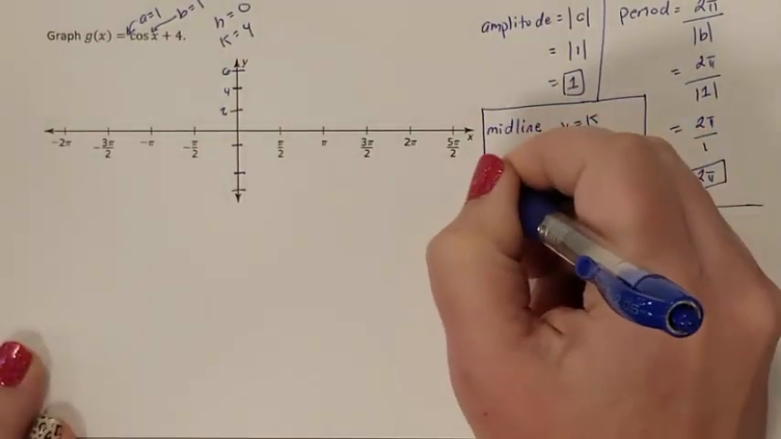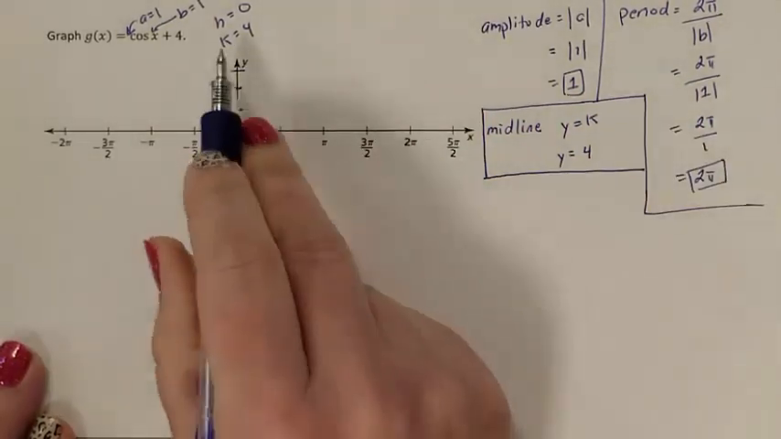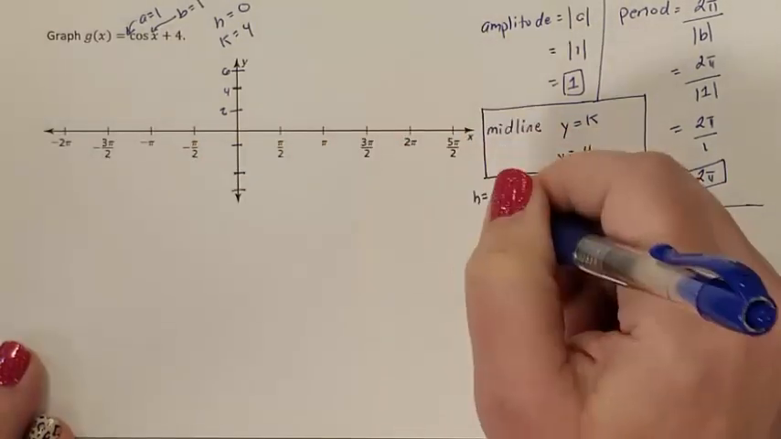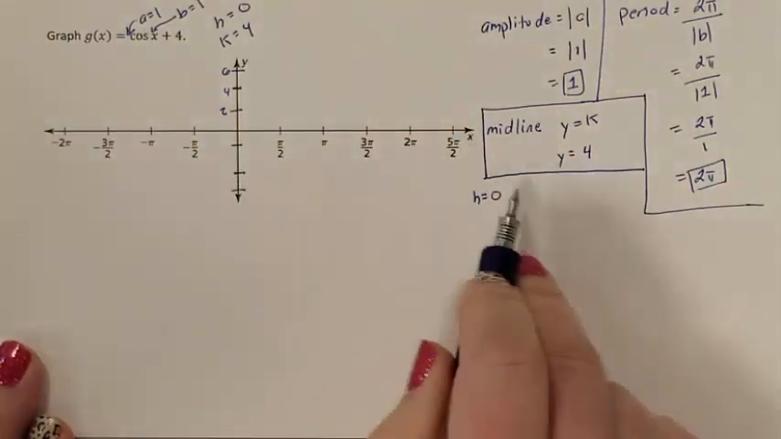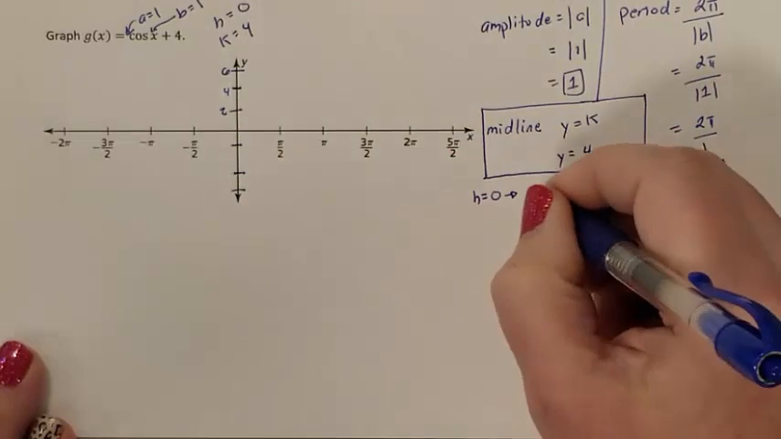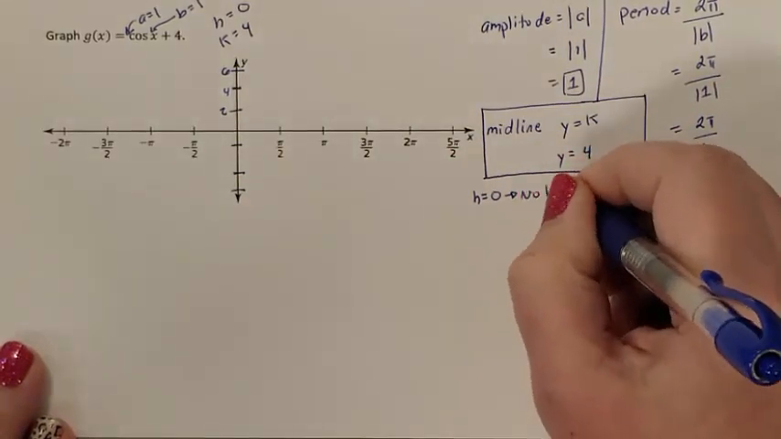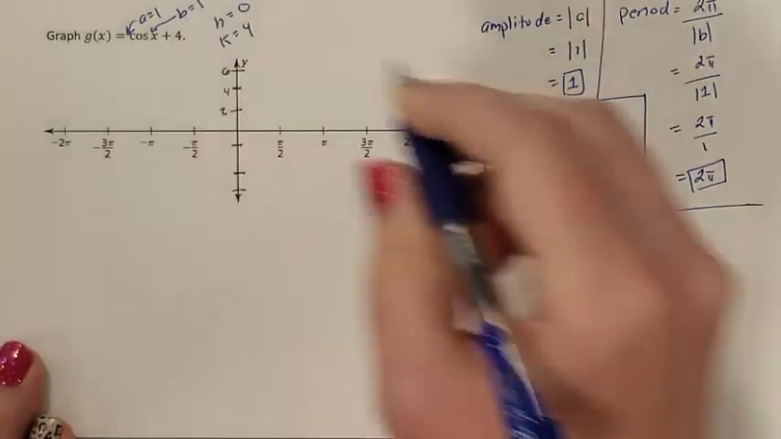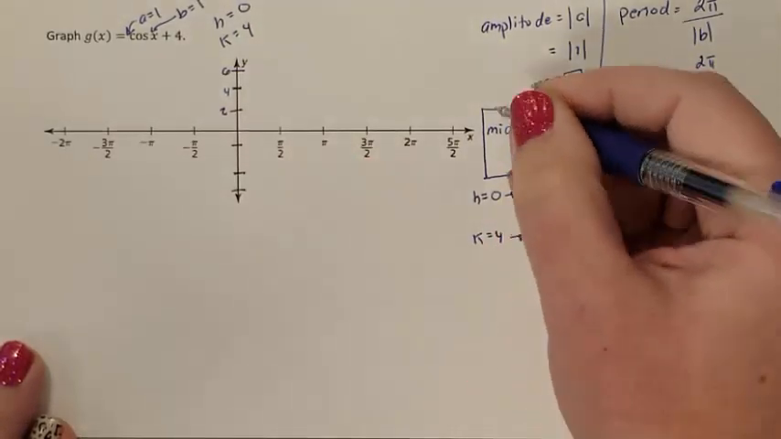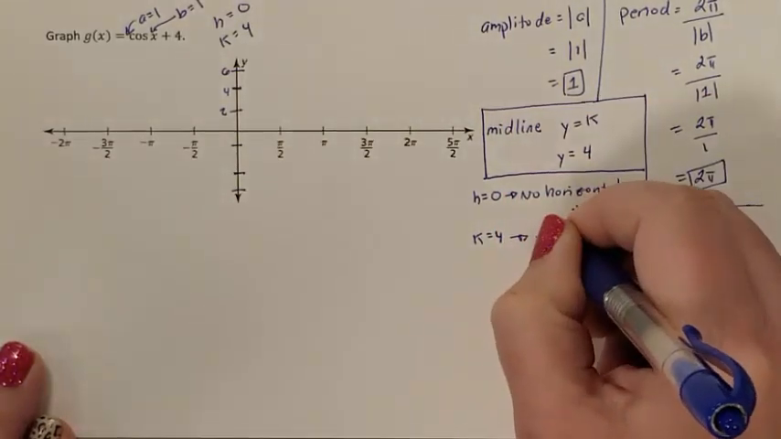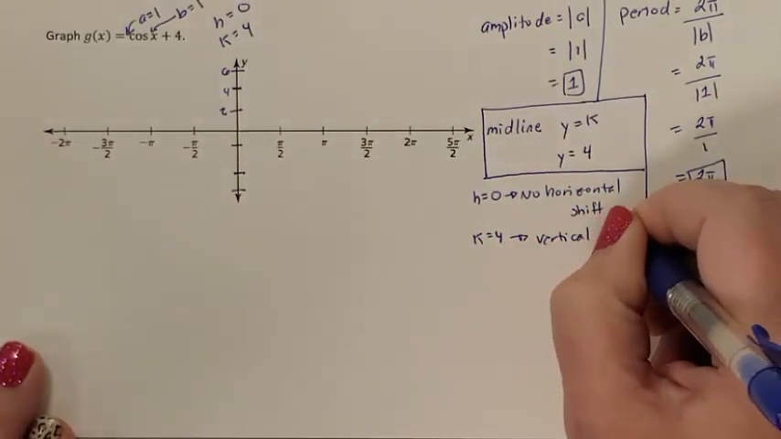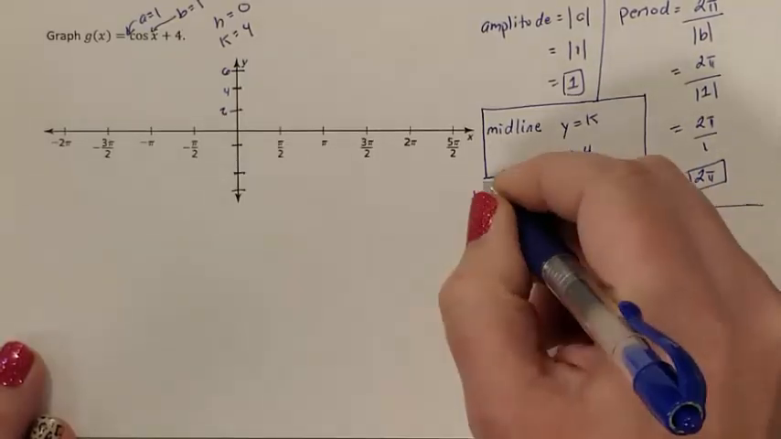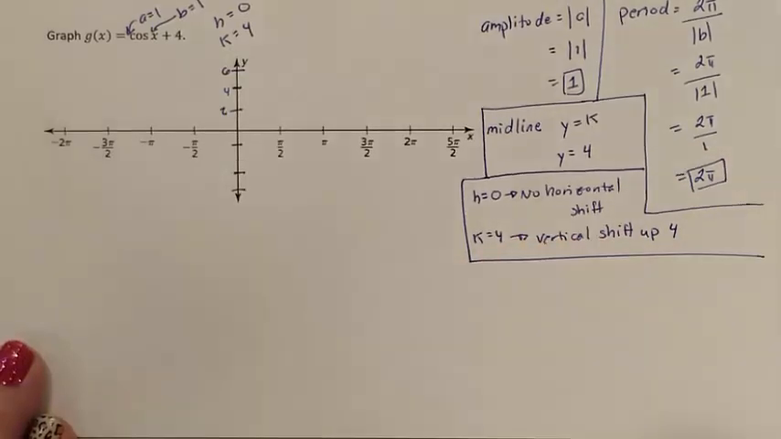So if this is what my midline did, we're actually just going to take a look at what our h and k's do. Our h is 0. H tells us our left and right move, which is our horizontal shifts. So we have no horizontal shift because it was 0. Now let's look at k. Because our k is a 4, k is up and down, which is vertical. So we know that we are going to have a vertical shift, and because it was an added 4, we are going to go up 4. So this is my transformations.